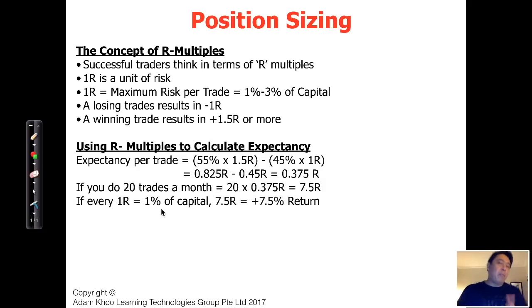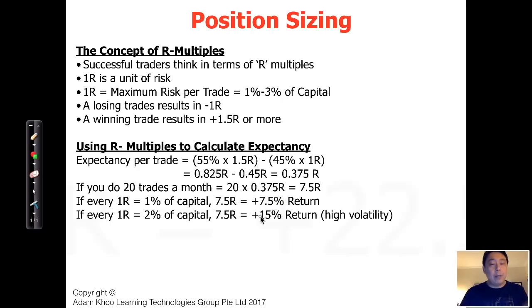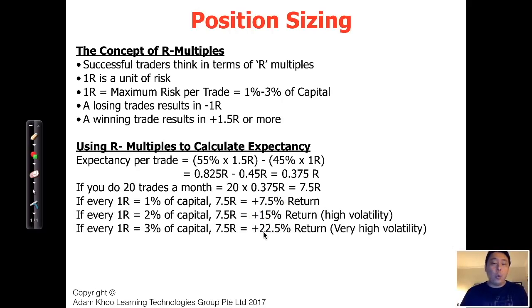So again, what's 7.5R? If you're risking 1% of your capital, 7.5R is a 7.5% return on your capital. Risk 2% is 15%, risk 3%, it's 22.5% return on your capital. Let me say, okay, if that's so great, why don't I do this immediately? Because the volatility will be a lot higher, right? Remember, when you get 4 losing trades, at 3% risk is a 12% drawdown. And you must be mentally and emotionally conditioned to handle that. So always start with 1% and work your way up from there.